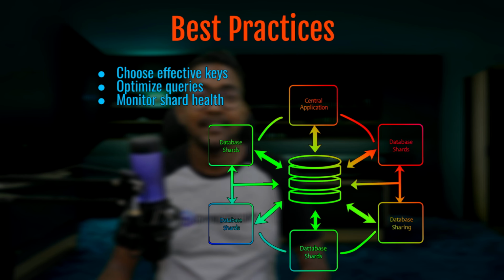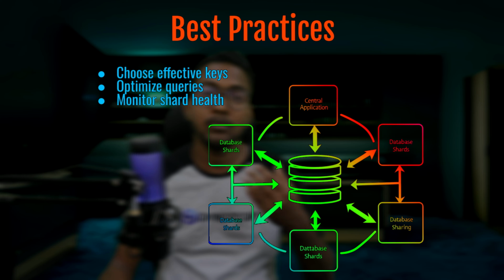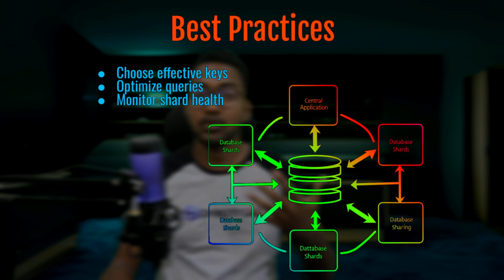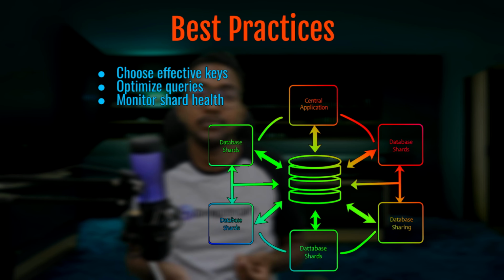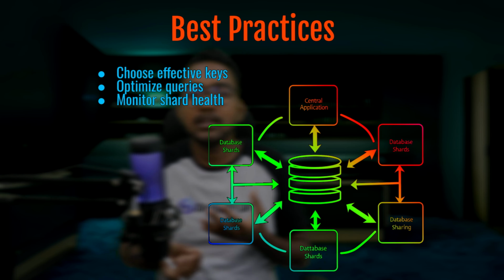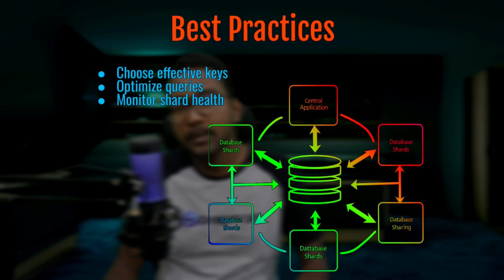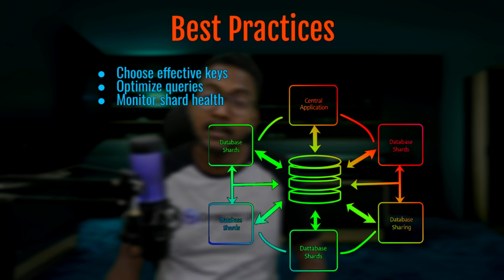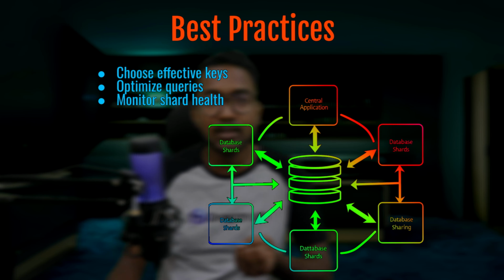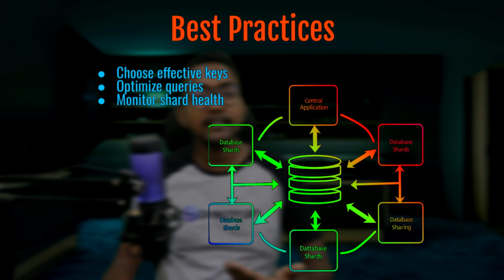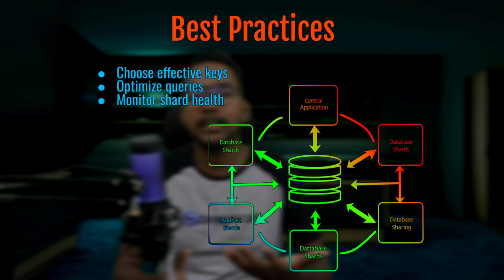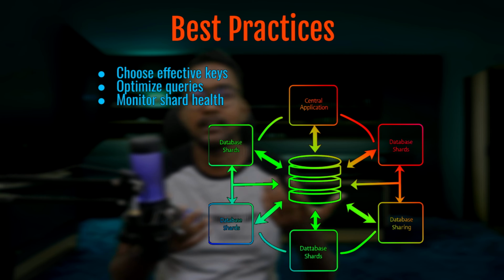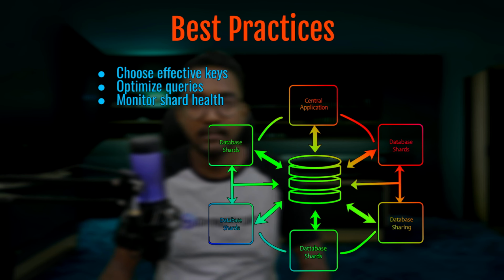Second, we should optimize cross-shard queries. To address the challenges of cross-shard queries, consider techniques such as query federation, which routes queries to the relevant shard, or denormalization, which stores redundant data to reduce cross-shard dependency. Additionally, understanding query patterns and pre-computing frequently needed data can significantly reduce query latencies.